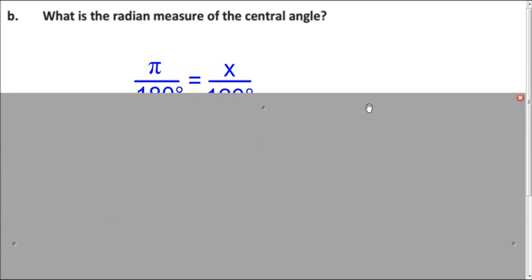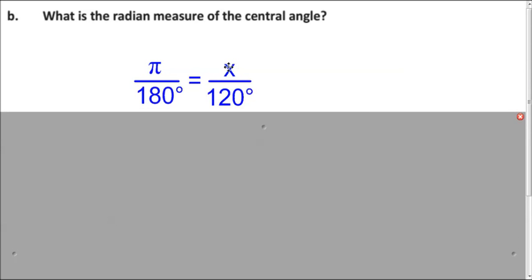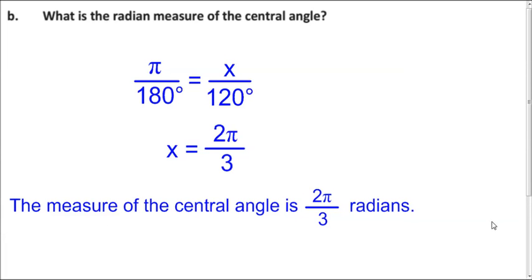So the central angle here measured 120 degrees, and we want to convert that to radians. So we put that into our proportion, and I put an x here for our radian measure. And let's see, multiply both sides by 120, and we end up with 2 pi over 3. So 2 pi over 3 radians.